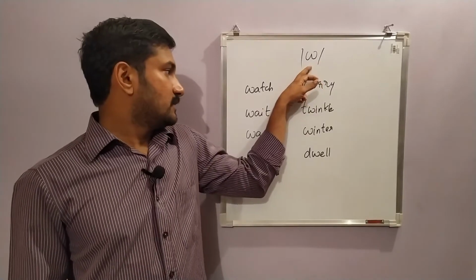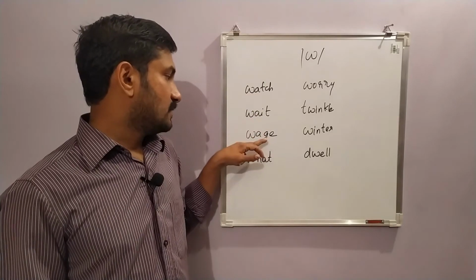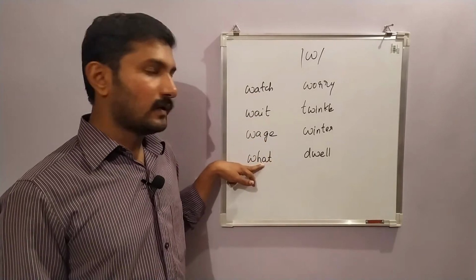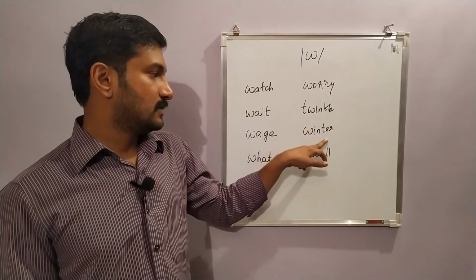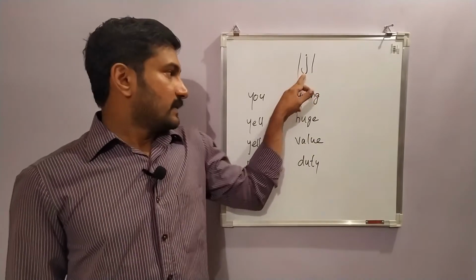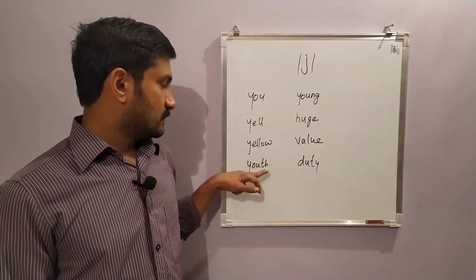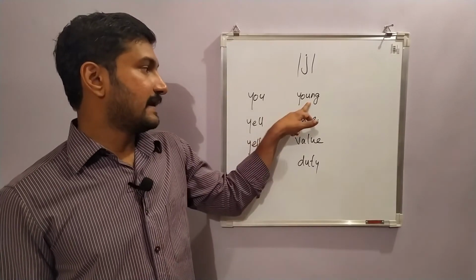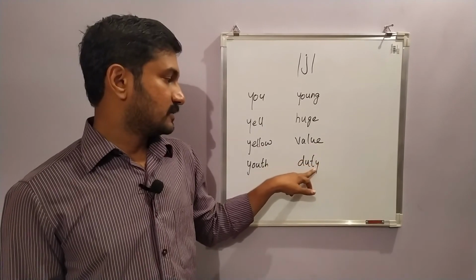W sound in words like watch, wait, wage, what, worry, twinkle, winter, dwell. Y sound in words like you, yell, yellow, youth, young, huge, value, duty.